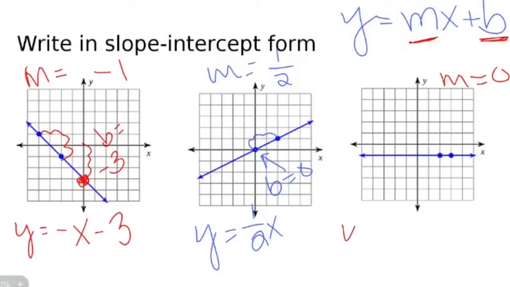So y equals 0x means I'm not even going to put a 0 there. I'm not even going to put an x there. All that deletes. I draw 0. No. The y-intercept is negative 1, so all I have is y equals negative 1.